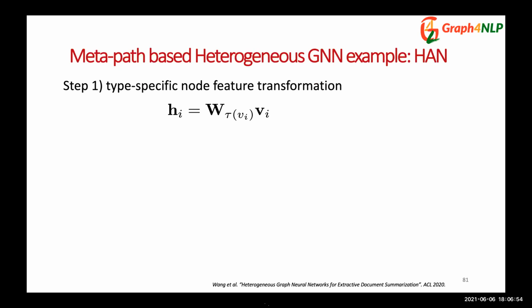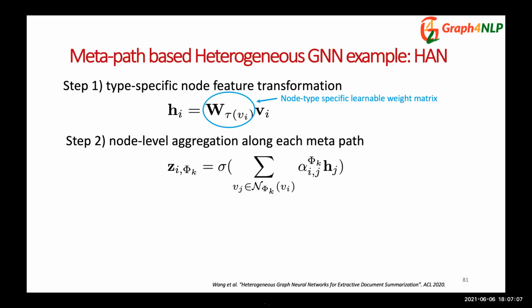So for meta path-based heterogeneous GNNs, below are the three key steps. In the first step, we apply node type specific feature transformations to each node. In the second step, we do node level aggregation along each meta path, instead of doing node level aggregation in the whole graph as in homogeneous GNNs, or in each relation-specific subgraph as in multi-relational GNNs. So that's one of the key differences of the heterogeneous GNN.